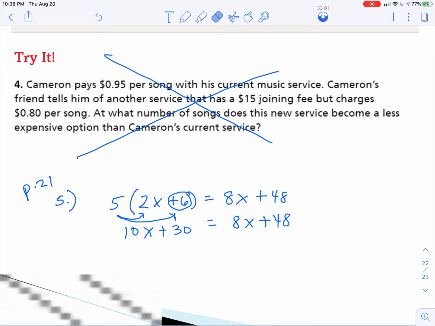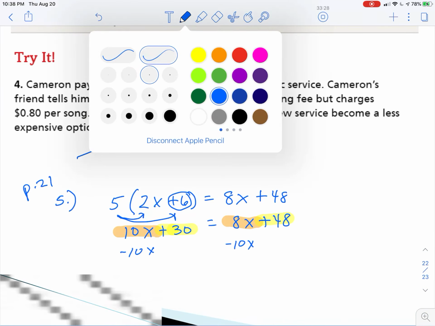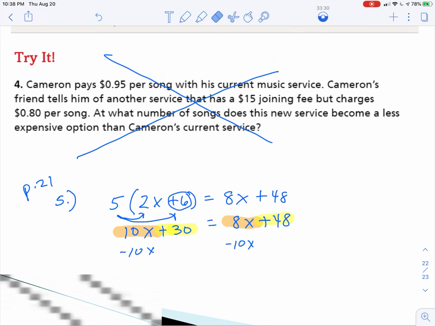Let's see, what terms can I combine? I have 2x terms, and I have a positive 30 and a positive 48 that I also need to combine. Let's get our x terms together. You might ask yourself, should I subtract 10x from both sides? Yeah, we could do that if you wanted to. My preference would be to move the 8x, and let me show you why. If I keep it this way, I'm going to end up with a negative 2x over here.